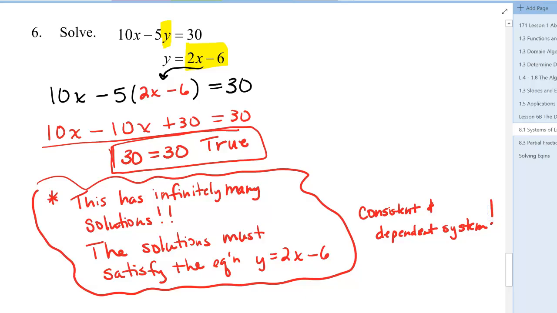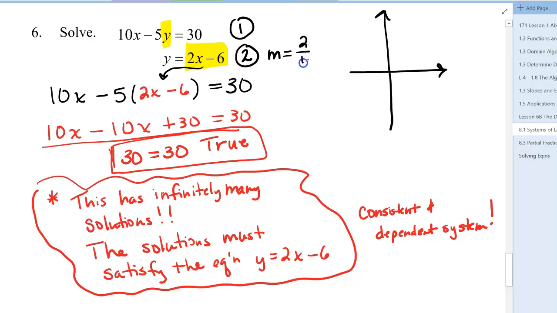Now, if I were to graph this, do you remember what the graph is going to look like? Well, let's look and see. If I were going to graph y equals 2x minus 6, we'll call this equation 2, then remember, the slope is the number in front of x, which is 2, which we can think of as 2 over 1, which tells us the rise over run, and the y-intercept is negative 6.